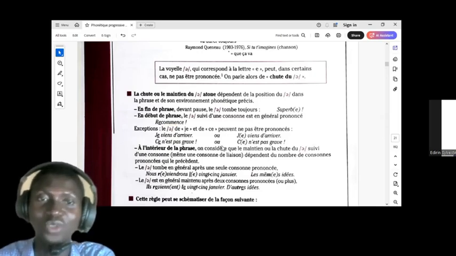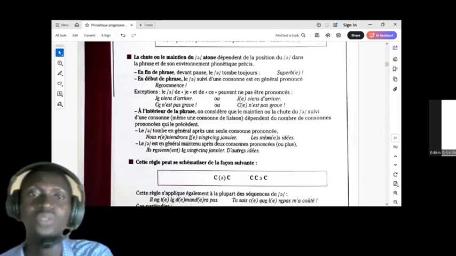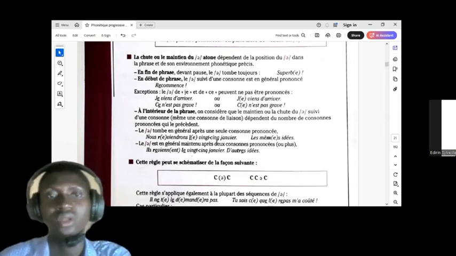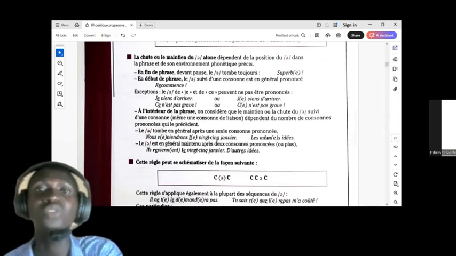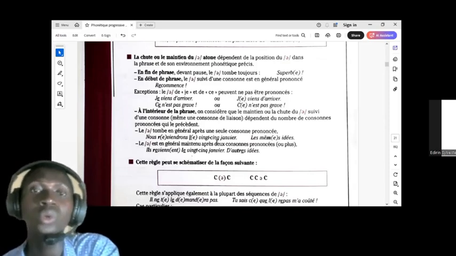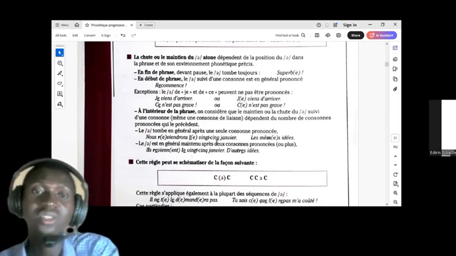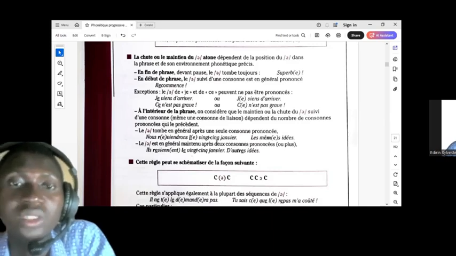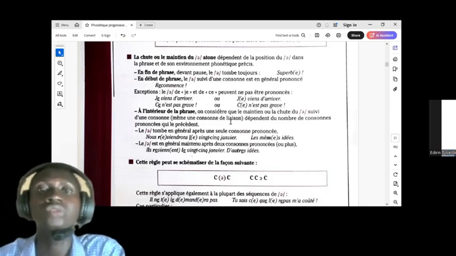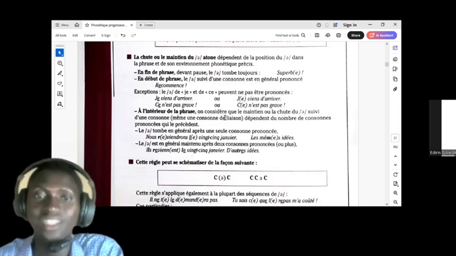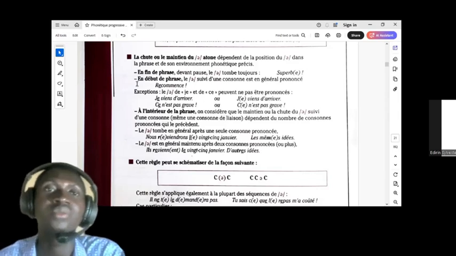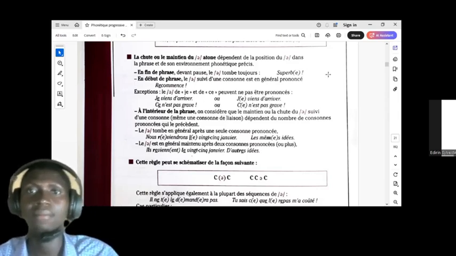Now, there are also some exceptions which we are going to see right now. Remember, we said that at the end of the word it is not pronounced. But when we come to monosyllabic words, it's pronounced. We have le, de, je, ce. These monosyllabic words are pronounced, and so you could have them pronounced independently, but when they're in a sentence, some people tend not to pronounce them.